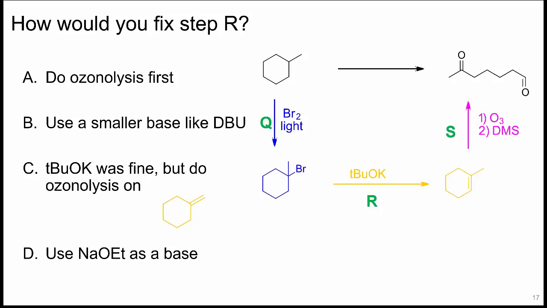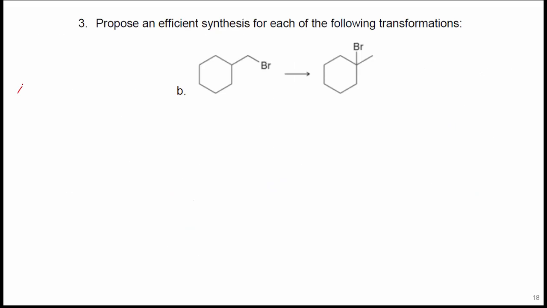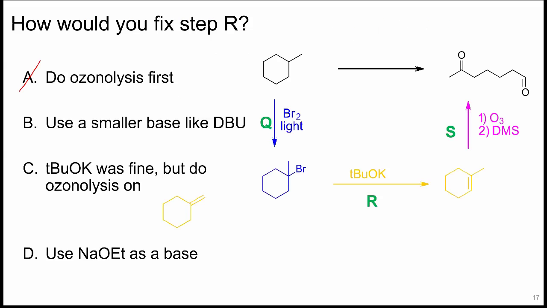All right, so we have a tie between B and D. So we don't want to do ozonolysis first. That's actually not going to do anything for our reaction, because ozonolysis works on double bonds and triple bonds, and we don't have either of those there. B, we do want to use a smaller base, because if we use t-butoxide, we're going to get this product right here. So this is going to be the result of t-butoxide. So we want to use DBU, which will give us the most substituted alkene, which is the one shown there. So the ozonolysis step is fine.